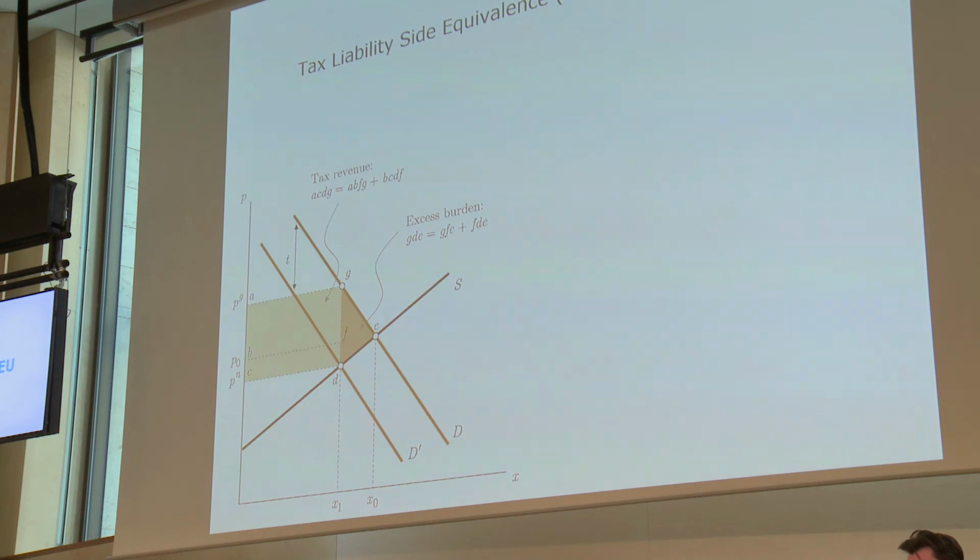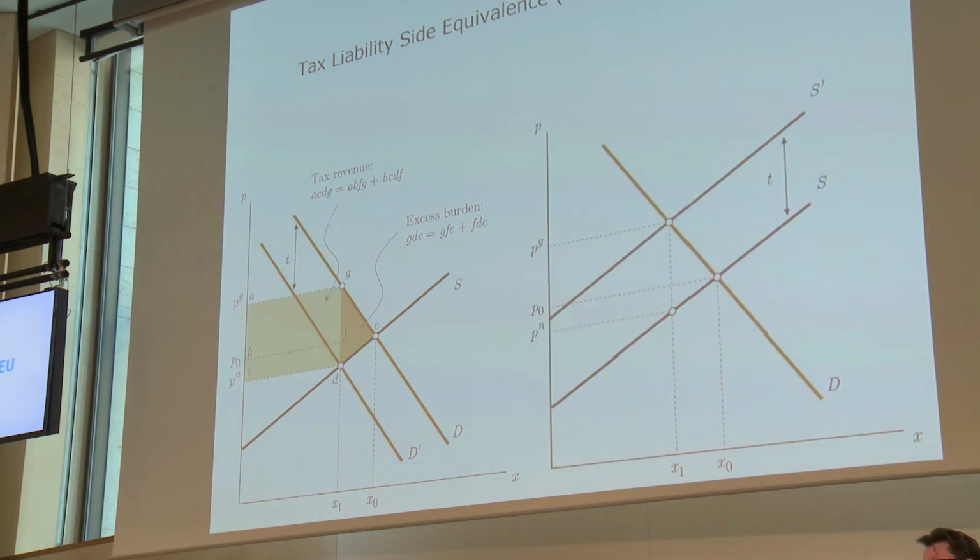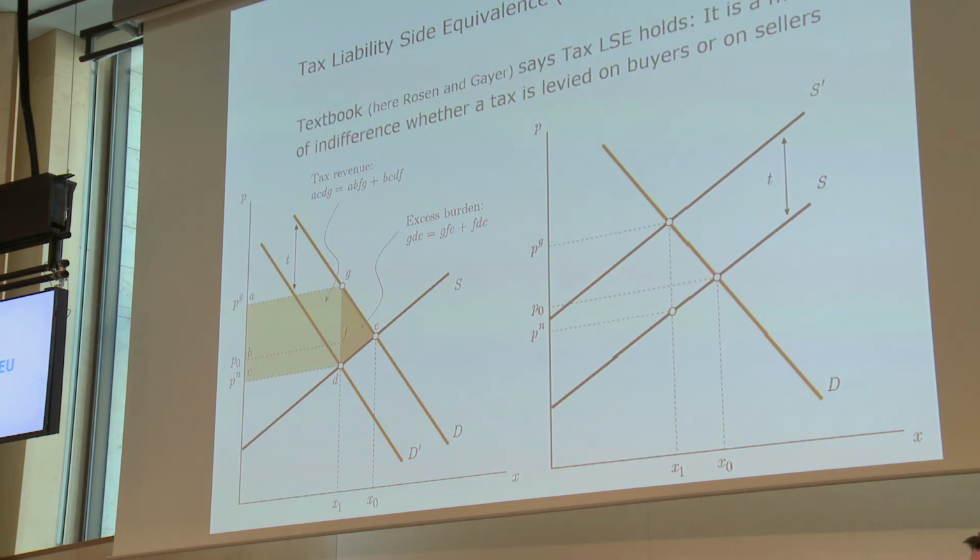So, the fundamental proposition of public economics now is that you get exactly the same result if you levy the equivalent tax on the sellers. And this proposition is called the tax liability side equivalence. It doesn't matter, according to the standard textbook, whether you tax one side or the other side. The legal incidence of who pays the tax is irrelevant. What counts is the economic incidence, who bears the tax.